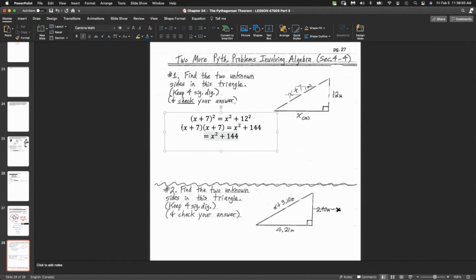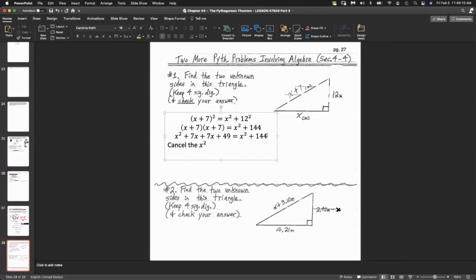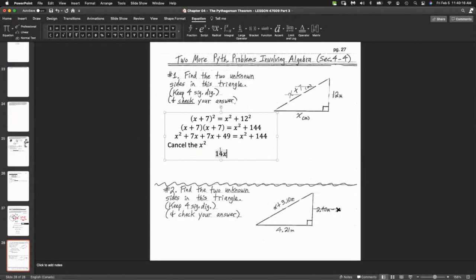So we're going to do expansion here of this binomial times this binomial. So x times x is x squared. X times 7 is 7x. Again, 7x. And then 7 times 7 is 49. The x squareds cancel. So you end up with 14x plus 49 equals 144. Thank you, Malik. So 14x equals 95. And if you do the division, I'm just going to work with that.